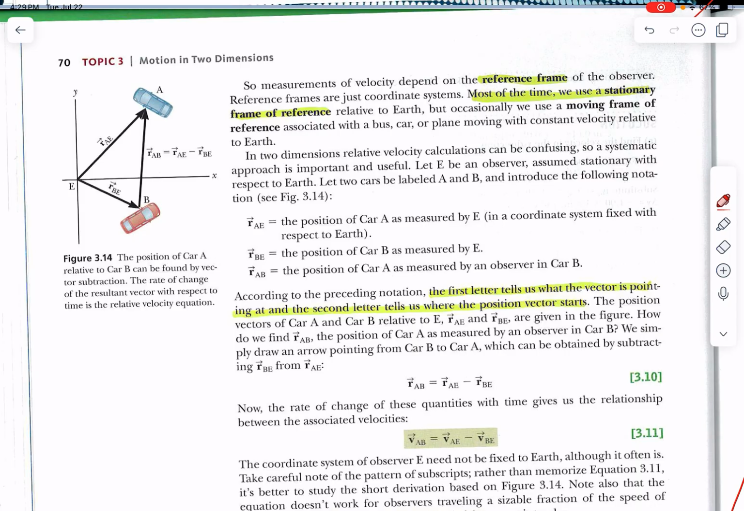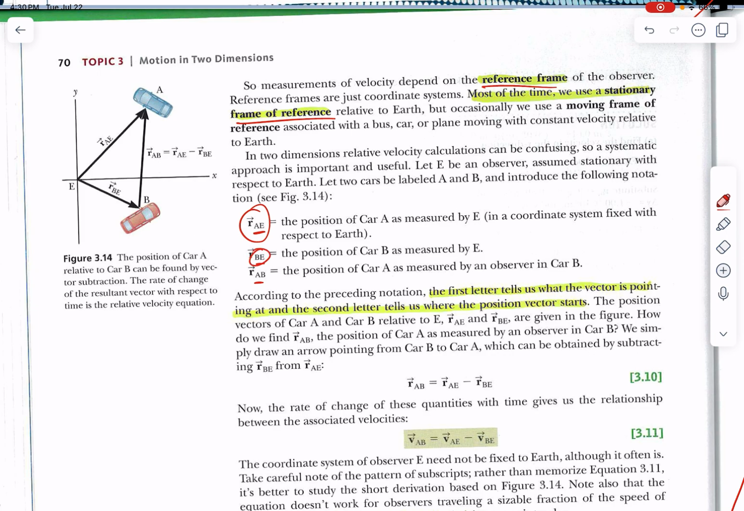So for right now, we need to choose a frame of reference. And the way we designate a frame of reference is by using 2 different letters of the alphabet. One letter represents the position of some object, and then the other letter is the reference frame. The reference frame or frame of reference, same terminology. So if I look at this term right here, AE would be the position of object A, in this case a car, relative to object E, which in this case is the earth.